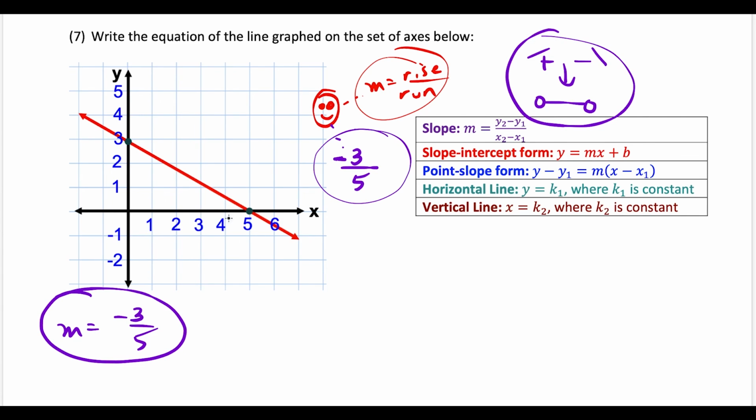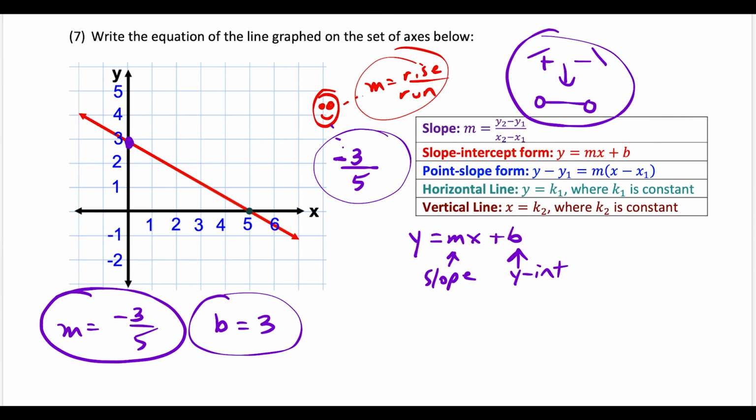Now that we have this, I want to use the formula y equals mx plus b, because we already have the slope, and using this formula we just have to identify the y-intercept. If we look at this graph, notice that we're hitting the y-axis at a value of 3. So our b value is equal to 3. Now we can write our final answer. We're going to have y equals, our slope is negative 3/5, now we just tack on our x, and then we write our b value, plus 3. So here is our equation.